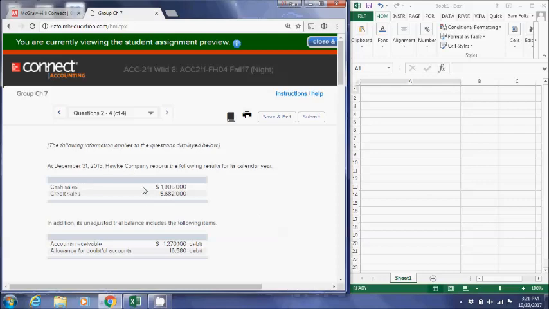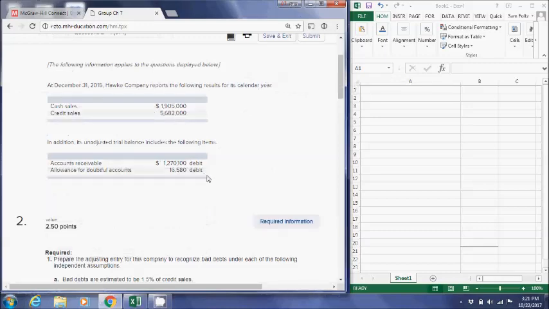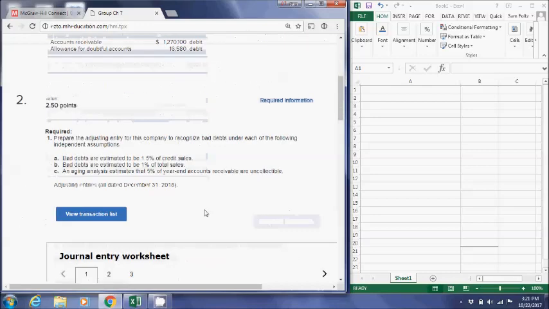Talking about Hawk Company, December 31, 2015, reports the following results. It shows us how much they've had in cash sales and credit sales. Shows us the balance in accounts receivable, and the allowance for doubtful accounts currently has a debit balance. The allowance account, recall, is a contra account. That means that it should normally have a credit balance, and this would mean that we've actually written off more than we estimated we were going to write off. So this account now has a debit balance.